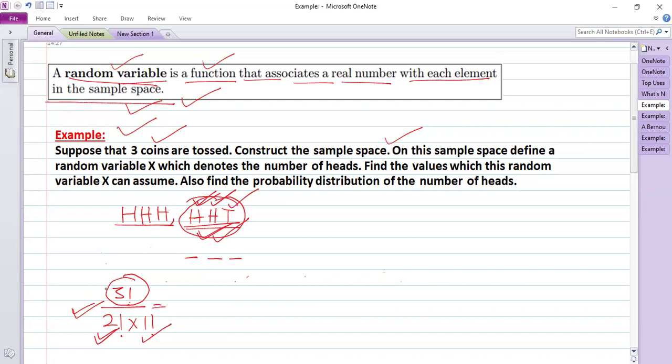If you simplify this, it will come out to be 3, means this combination of head, head, tail will have 3 permutations. So what are those 3 permutations? Head, tail, head, and tail, head, head.